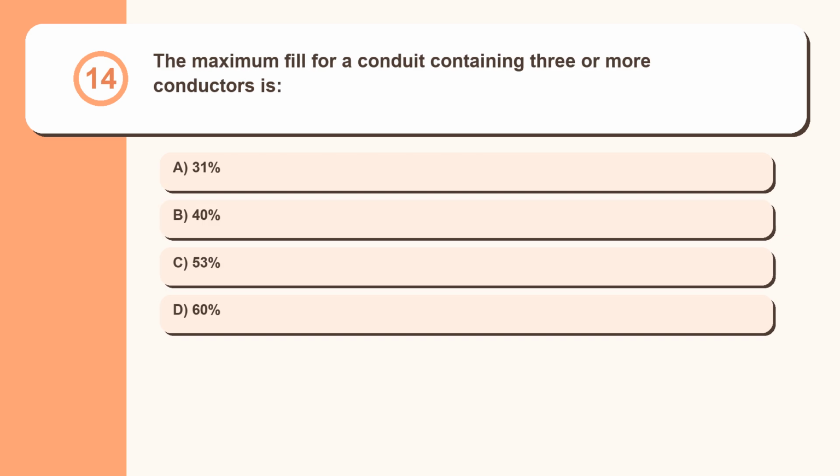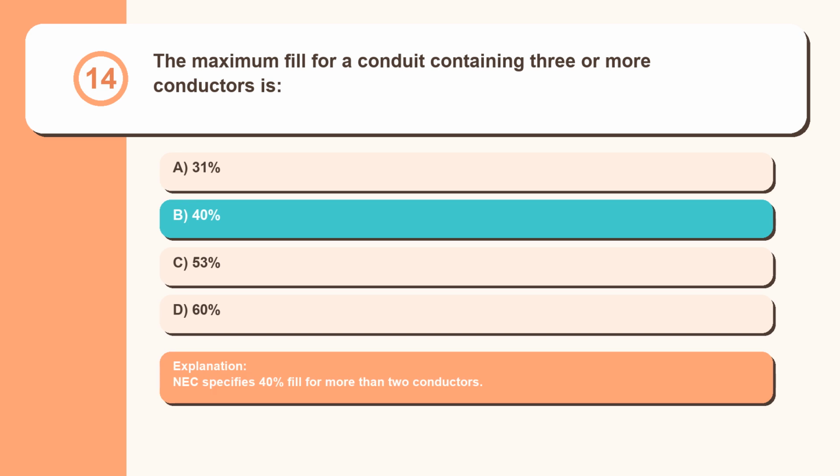Question 14. The maximum fill for a conduit containing 3 or more conductors is 31%, 40%, 53%, 60%. NEC specifies 40% fill for more than 2 conductors.